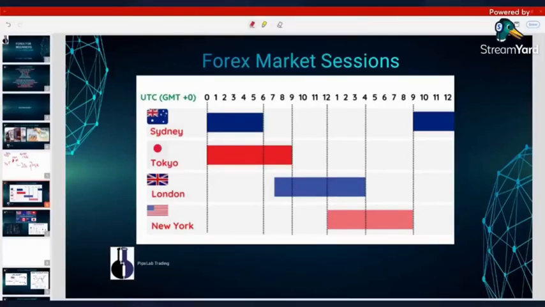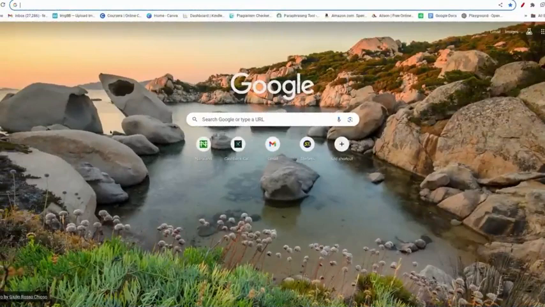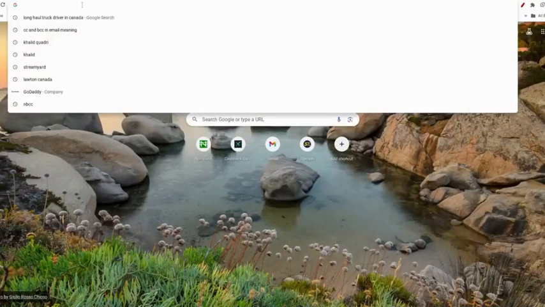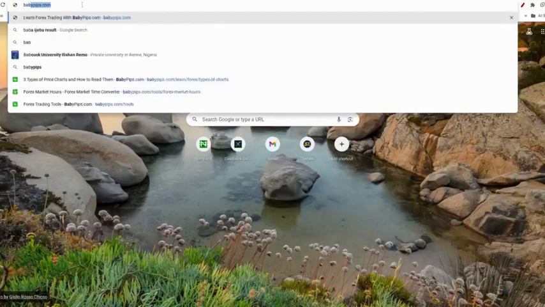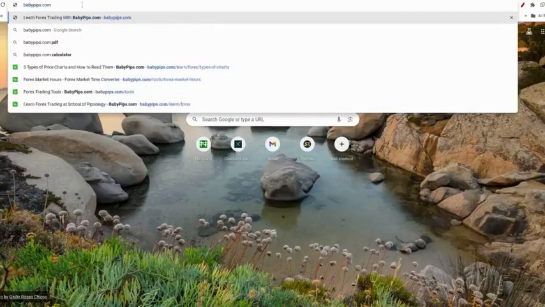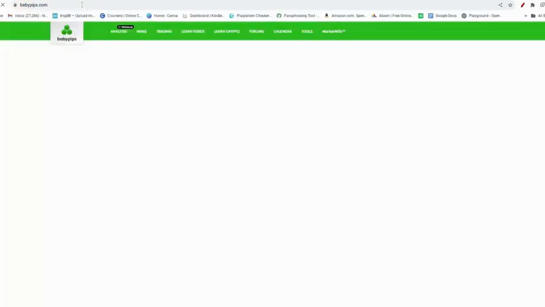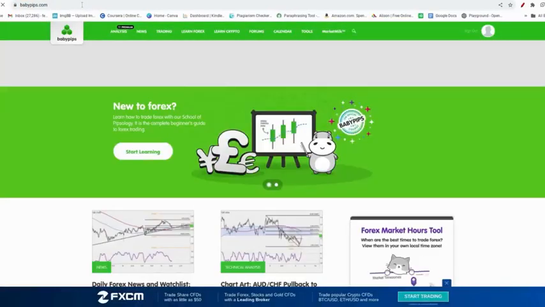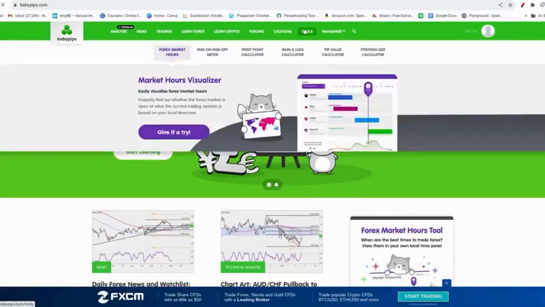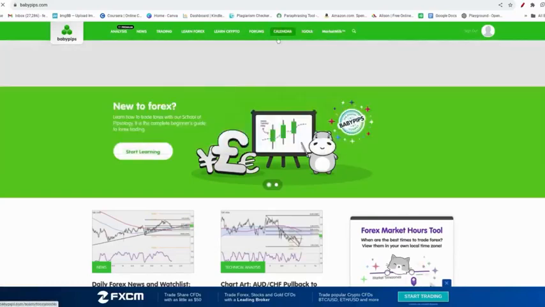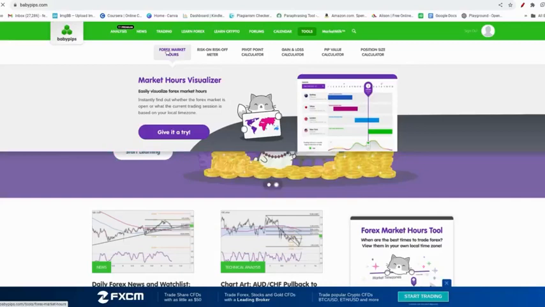So I'm going to show you the real live visualization of how the market sessions move. I'll be showing you that on Babypips. So let's go into that. The first thing you do is you go to the Babypips website. You type Babypips on your web browser tab, babypips.com. So when you get to the site, you try to locate tools. Then from tools, you go to Forex market hours. You click on it.